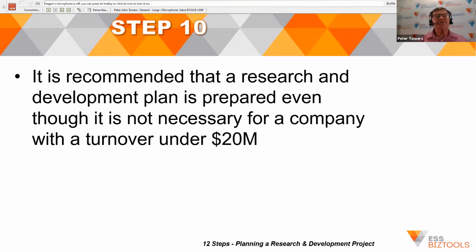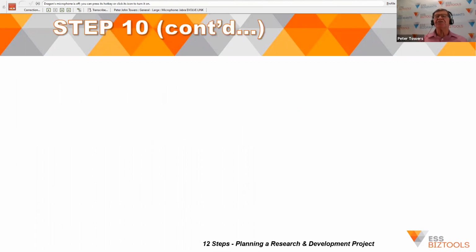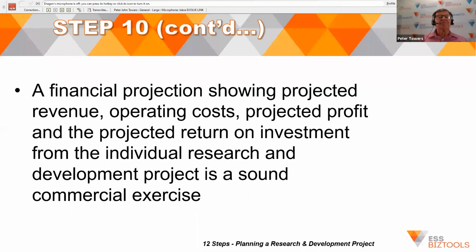Step number 10. This is not part of the legislation for companies with turnovers under $20 million, but it is for companies with turnovers over $20 million. But I think as part of this concept of going about this on a systematic basis, a research and development plan for each project should be prepared, analysed, costed, and submitted to the board of directors. A budget should be included to say how much this project is estimated to cost, so that the application to the board can be seeking approval.